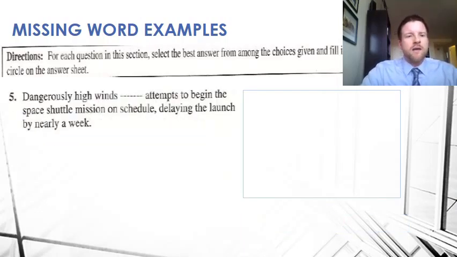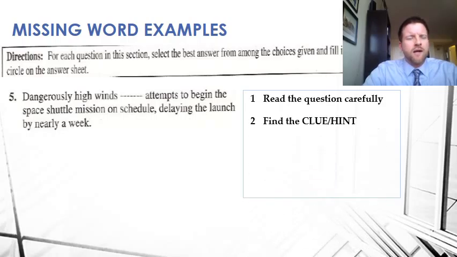Let's try it one more time. Question number 5 here. Dangerously high winds, blank attempts to begin the space shuttle mission on schedule, delaying the launch by nearly a week. Well, we've read it carefully. Let's try to find a clue here. So we're talking about dangerously high winds, and they do something to the attempts to begin the mission on schedule.